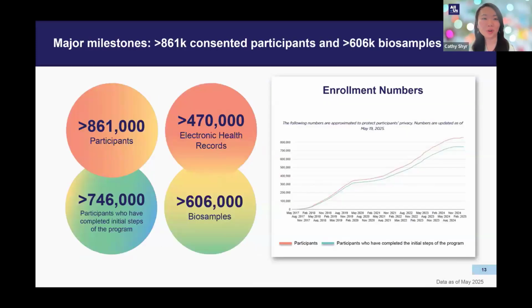Like I mentioned before, we recently hit our major milestone of over 861,000 consenting participants. We have over 606 biosamples in the All of Us Research Program's database, and we also have over 470,000 electronic health records.